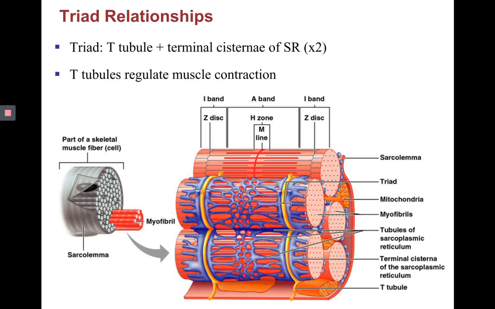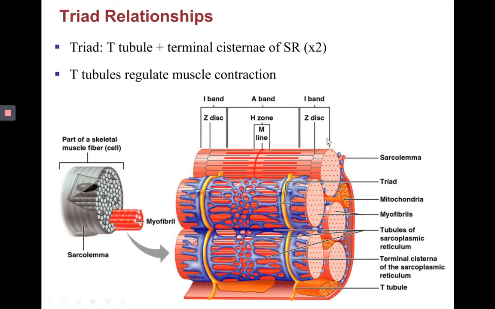So let's look at them and their location. We've already mentioned a triad. It's three structures that touch each other: a T-tubule and two terminal cisternae. The terminal cisternae are the parts of the sarcoplasmic reticulum that touch the T-tubule. One touches the T-tubule on the left, one on the right. That creates the triad. The T-tubules are able to regulate muscle contraction by bringing an electrical signal from the sarcolemma into the sarcoplasm and communicating with the sarcoplasmic reticulum to release calcium. Once calcium is released from the sarcoplasmic reticulum, we see an increase in intracellular calcium levels of a skeletal muscle cell.